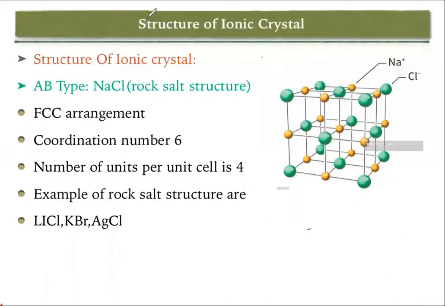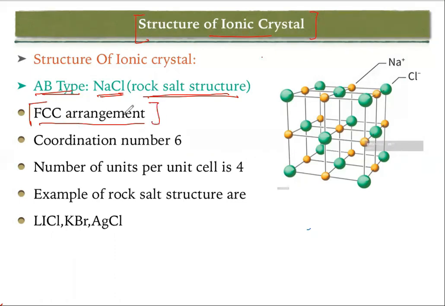Okay. So now let us discuss the structure of ionic crystals. In this part, we'll discuss the different types of crystals. So the first crystal is AB type. An example is NaCl. This structure is called the rock salt structure. Okay. And this AB type crystal, NaCl, will follow the FCC arrangement.